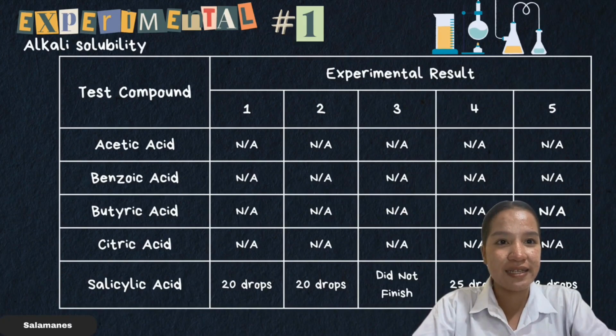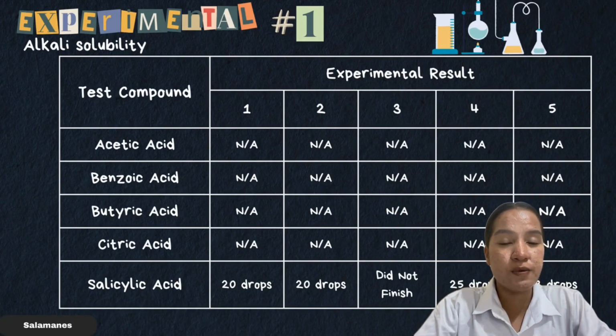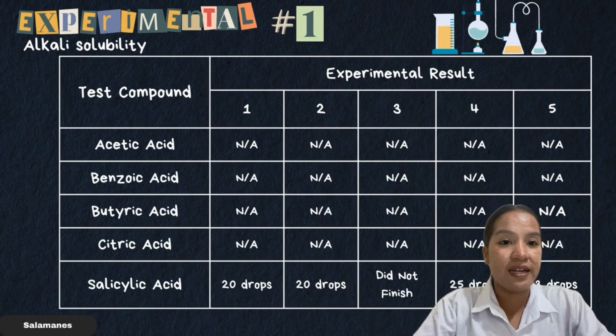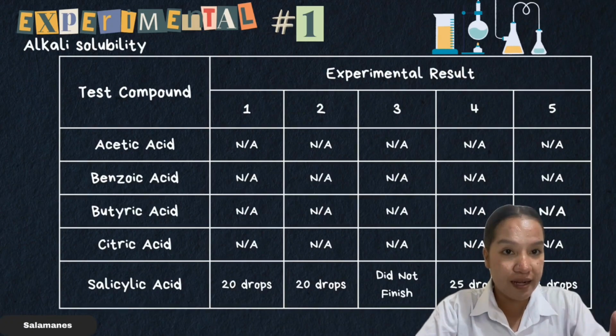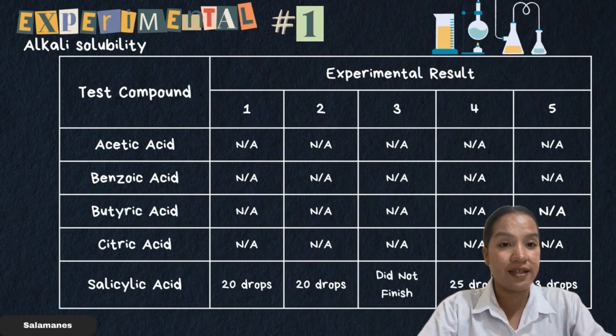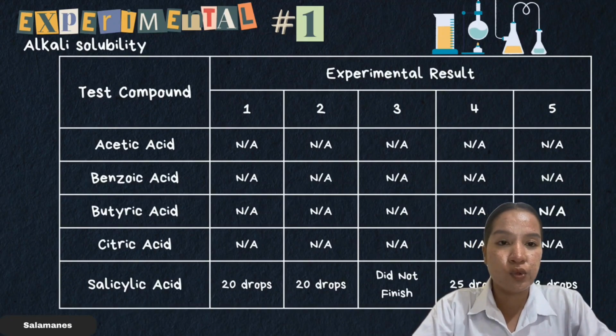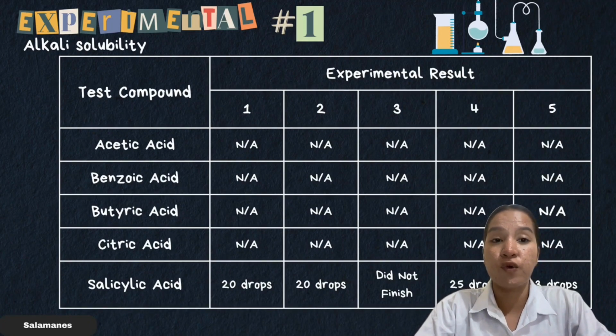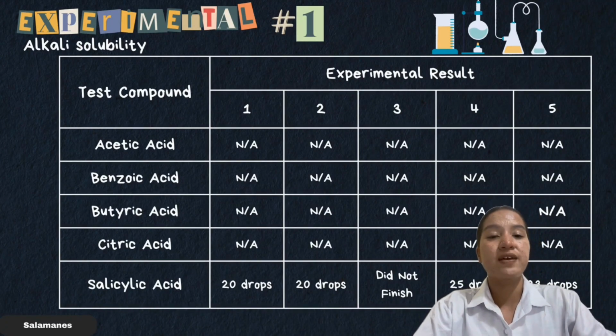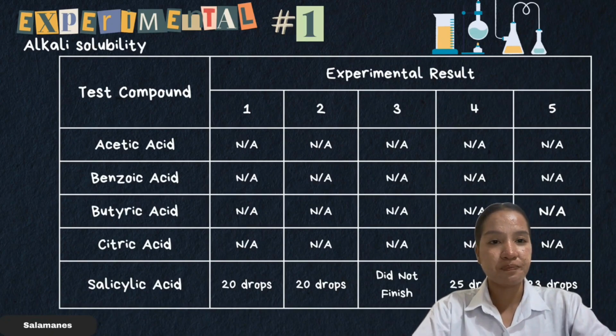Now, for salicylic acid, when it interacts with alkalis like sodium hydroxide, it undergoes a neutralization reaction too, just like benzoic acid. And it is not readily soluble in alkalis. Rather, it forms salts just like benzoic acid. So for group 1, they had to add 20 drops of NaOH to form salts, while group 2 made 20 drops. Group 3 did not finish this experiment. Group 4 made 25 drops, and group 5 made 23 drops.